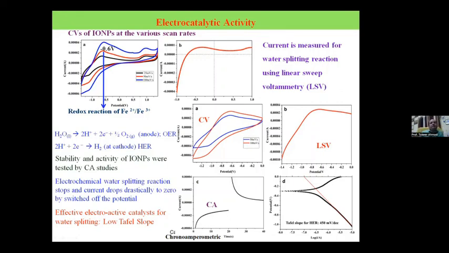It shows that the electrochemical water splitting reaction stops when the current drastically comes to zero when we switch off the potential, and the low value of the Tafel slope corresponds to the effectiveness of the electroactive catalyst iron oxide for the hydrogen evolution reaction.